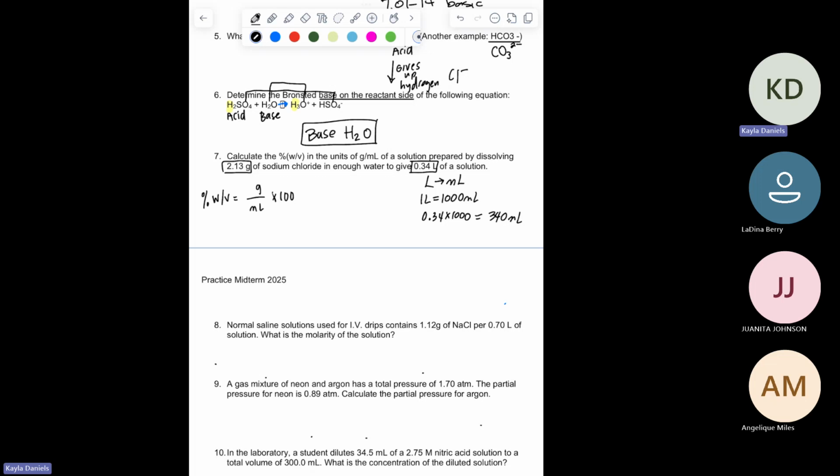Now I have my grams and my milliliters, so I can plug it into this equation. I have 2.3 over 340 times 100. Let's see what this says. 2.3 divided by 340 times 100. I got 0.63%.